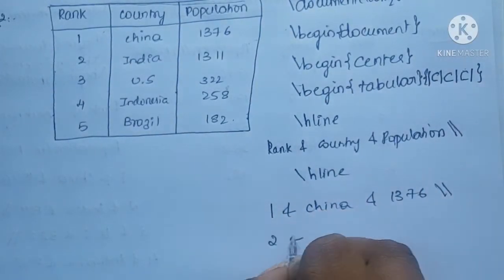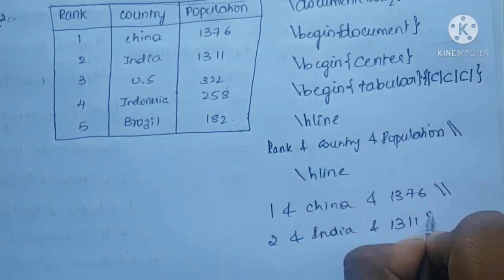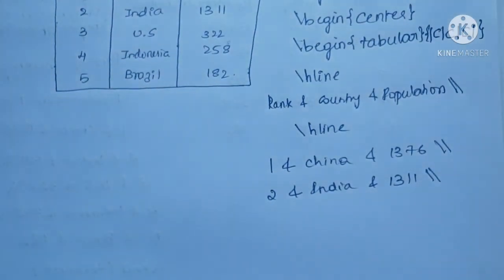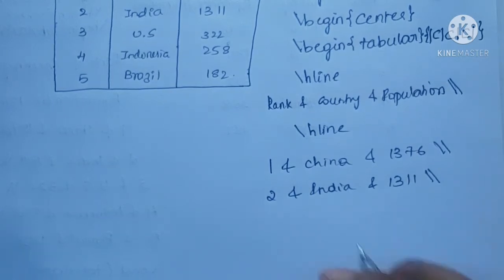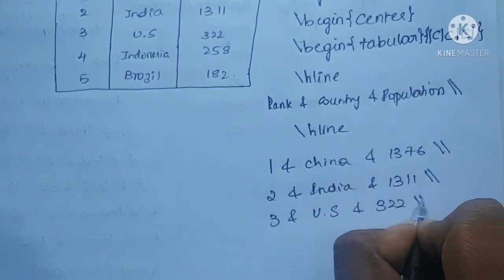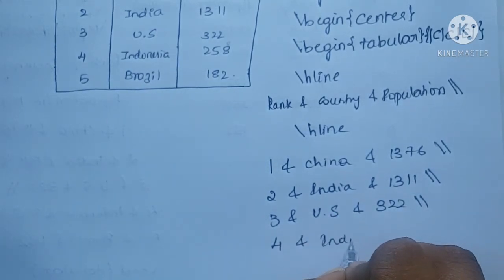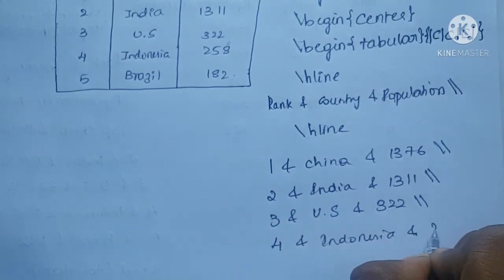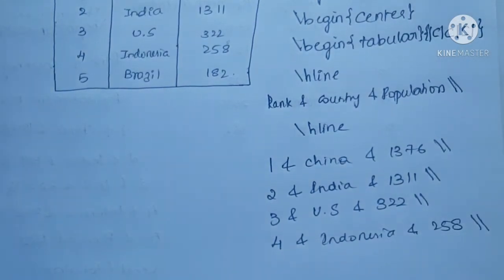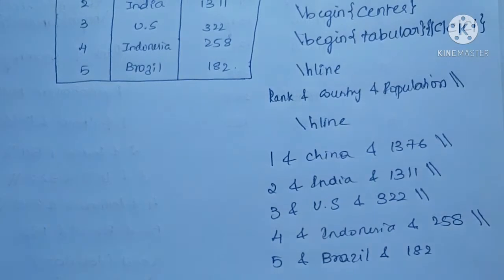What is the next row? 2 and India and 1311. That row is ending. I am mentioning it by 2 backslashes. Next row, 3 and US and 322. Mentioned by 2 backslashes. 4 and Indonesia and 258. Mention it by 2 backslashes. Last row, 5 and Brazil and 182.